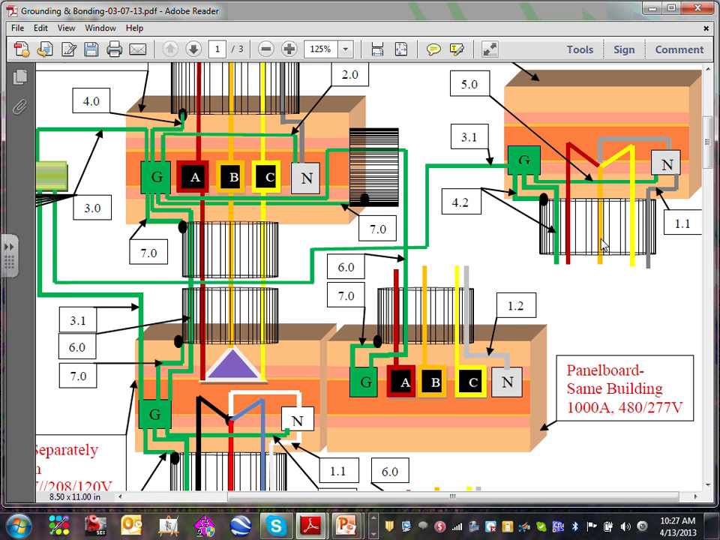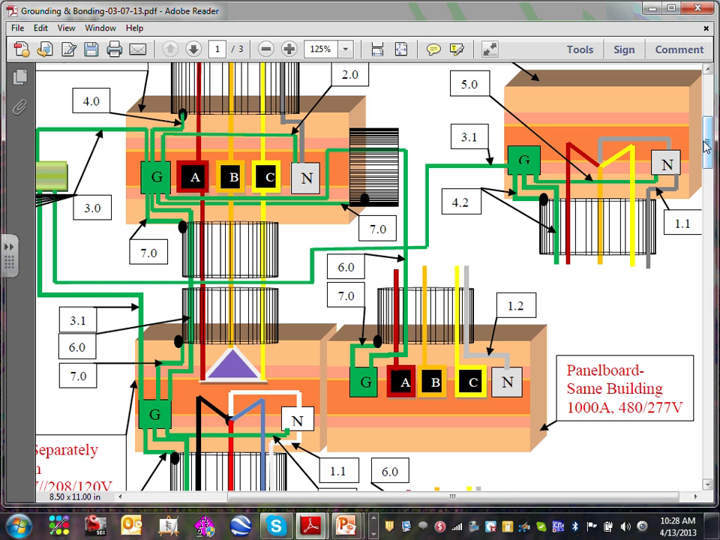Supply side bonding jumper. If your circuit breaker is sitting right here, as a lot of them are, you have a disconnect circuit breaker sitting right there at the transformer, this number 4 becomes the equipment grounding conductor. That's it. So that's the scenario that I'm running right now. I'm putting my circuit breakers inside the switchgear, pulling it and putting it right here. So that's my supply side bonding jumper.